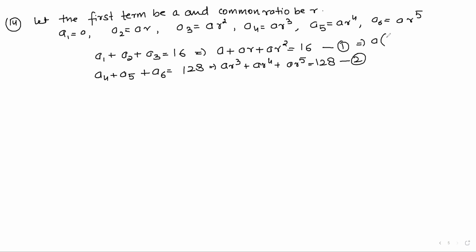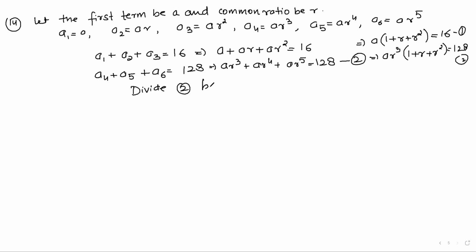We can take a common, so we'll get a into 1 plus r plus r square is equal to 16. Okay, so we'll say that this is the first equation, and from this, what common can we take? Sir, AR cube. AR cube, very good. So this will give us AR cube into 1 plus r plus r square is equal to 128. This is the second equation. Okay, so what we'll do, we will divide 2 by 1.